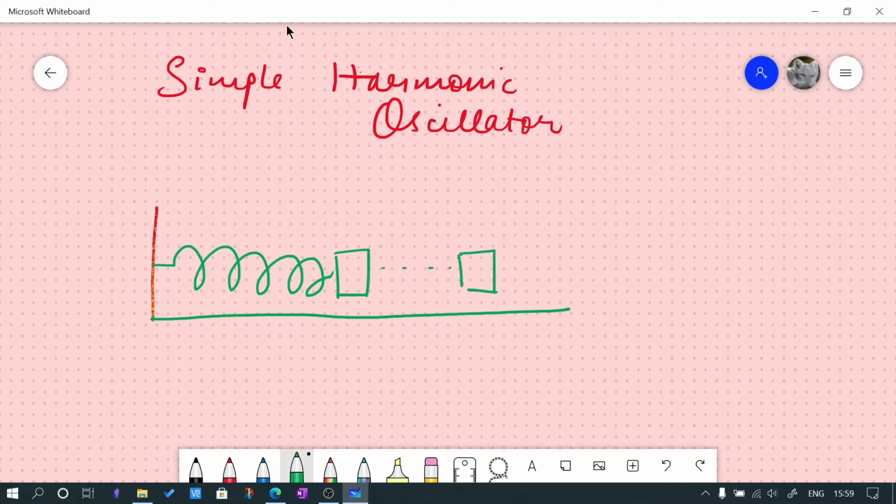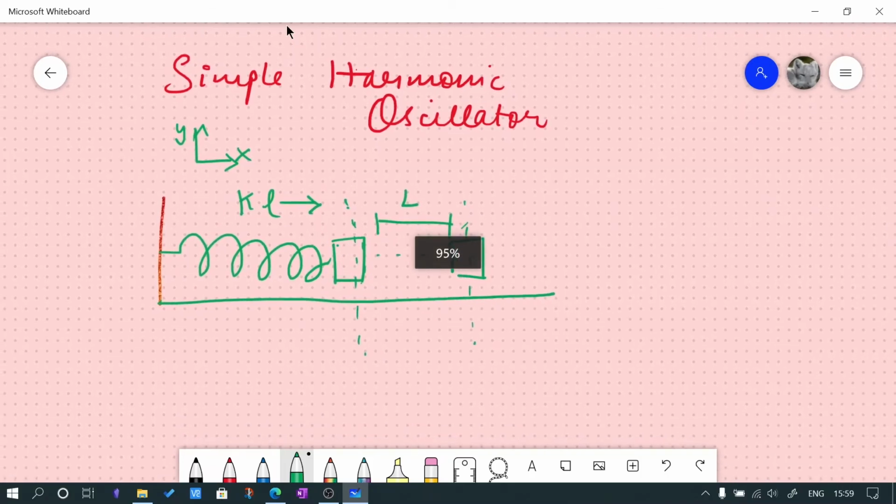For example, the new position of the block is L less than its rest position. So this block will experience a force KL towards the positive x direction. This happens because of this spring. The spring exerts a force on the block, which was discovered by Robert Hooke.